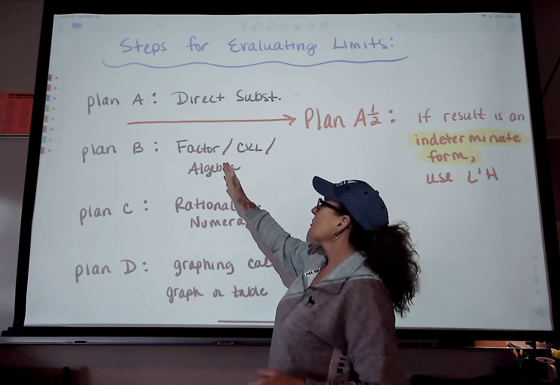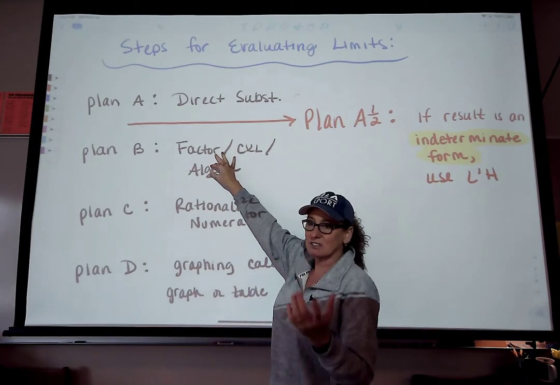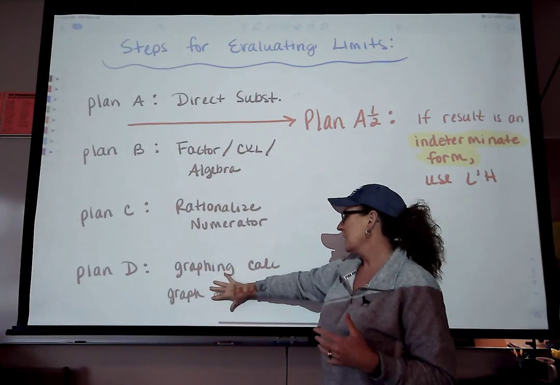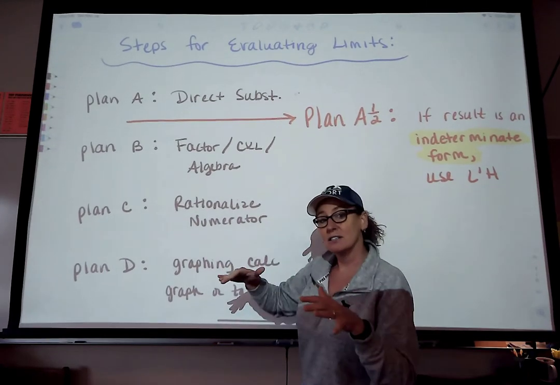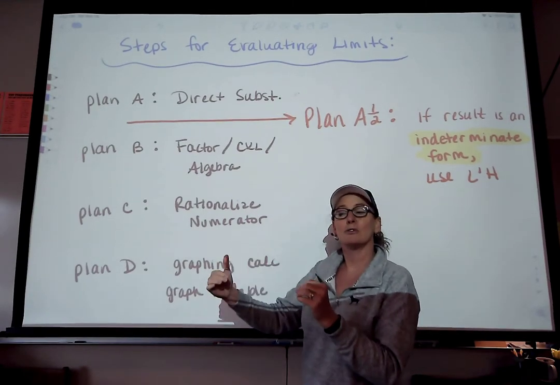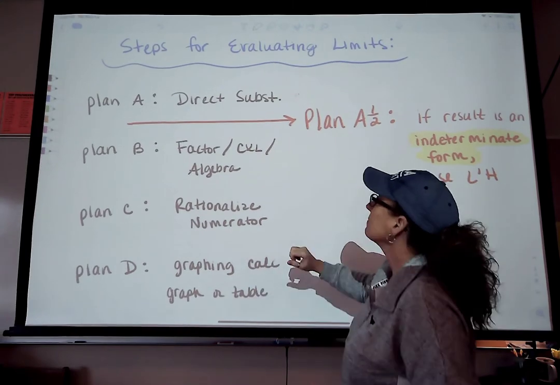You know that. So our next step was to try to factor, cancel, any kind of algebra simplification. If that didn't work, we tried to rationalize the numerator. If that didn't work, we tried to maybe graph it and see where it went, or use a table of values, like plug in numbers super close to the number that we're approaching.